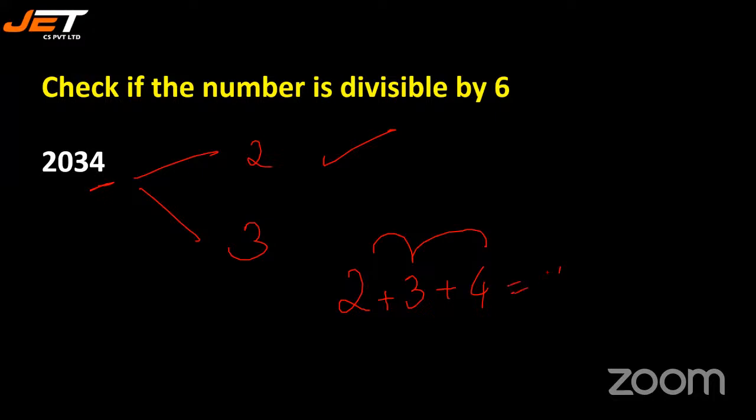Next one. So let's check for 2 and 3. Is it divisible by 2? Yeah, because it's an even number. Let's check for 3. 2 plus 3 plus 4. 2 plus 3 is 5. 5 plus 4 is 9. Wow, yippee. It is divisible by both 2 and 3. That means it is divisible by 6 also.